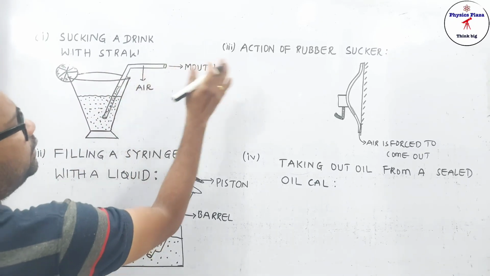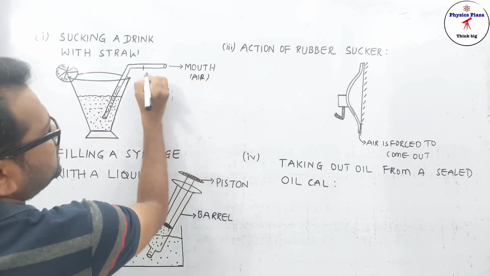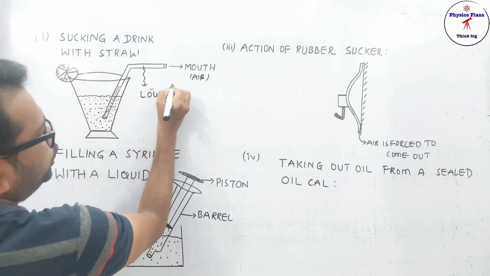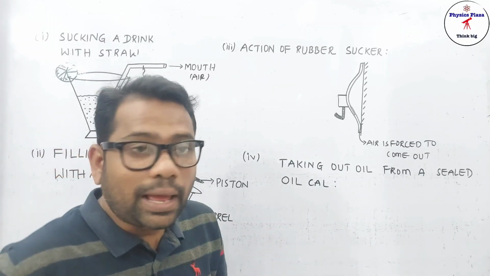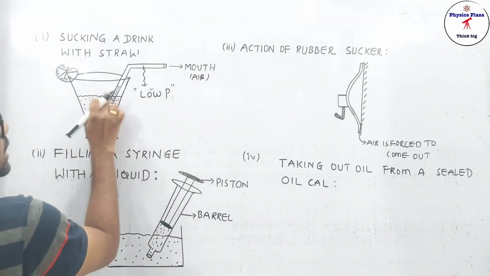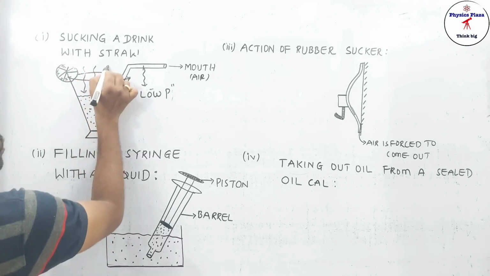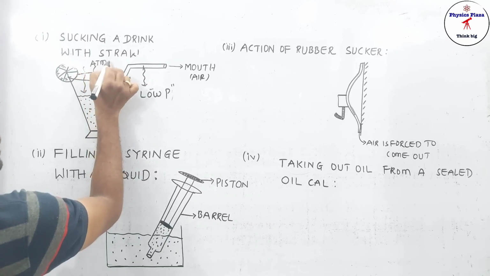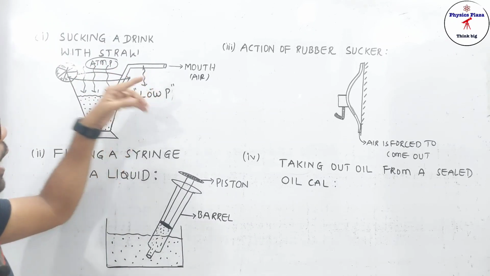If complete air will come out, complete air is entering into your mouth, then what is here inside? A low pressure region is created. Simultaneously, what will happen, this liquid surface is free to atmospheric pressure. So here, huge atmospheric pressure will be acting. So here is a low pressure and here is a high pressure.